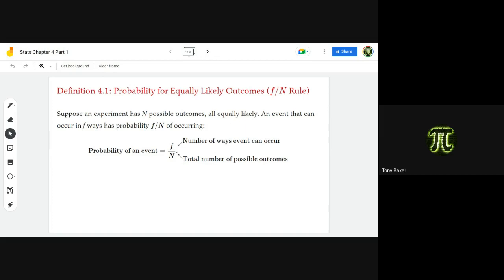So when you're looking at probability, typically the first couple of things that come to mind is flipping a coin, rolling dice, playing cards, things like that. Those are typically when you see probability.